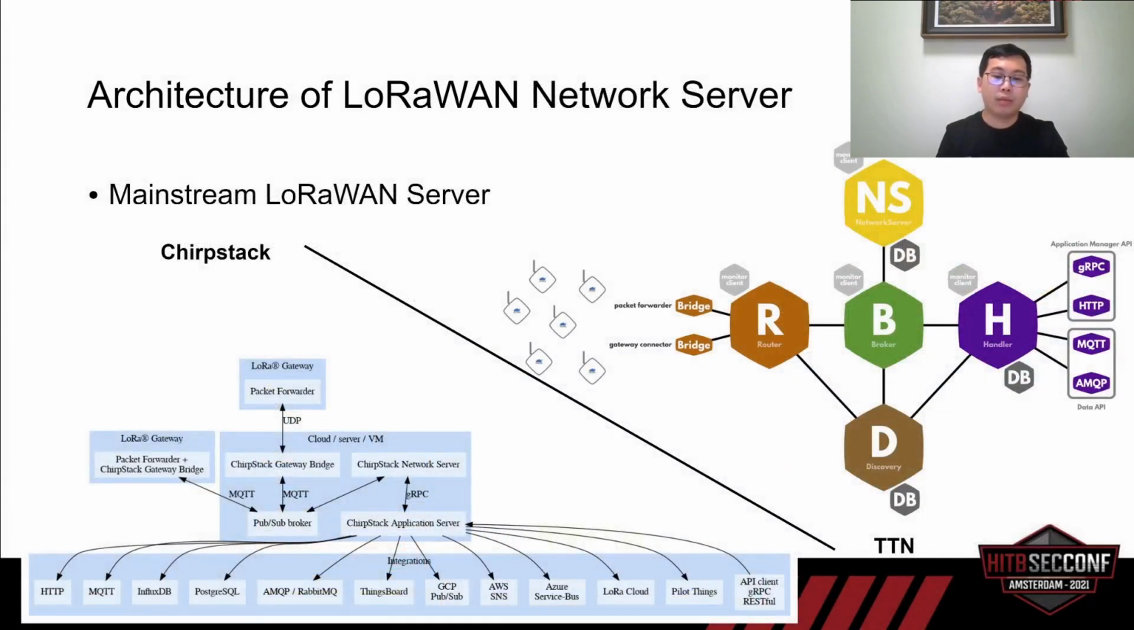The mainstream LoRaWAN servers are ChirpStack and TTN, both of which can be used for private deployment. In addition, TTN provides a public service that allows anyone to build a LoRaWAN solution. The two architectures are as follows: ChirpStack on the left and TTN on the right. In general, they all include several components: MQTT brokers, network server, application server, database, and so on. Communication between these components uses MQTT, gRPC, HTTP, and other protocols.